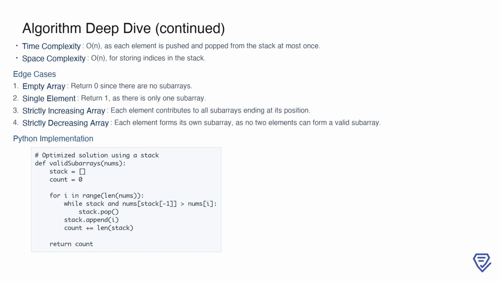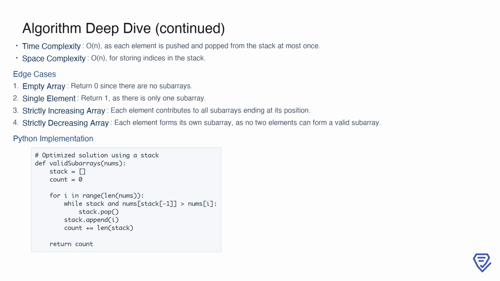If the input array is empty, we simply return 0, as there are no subarrays. For an array with one element, the result is 1, since there's only one subarray. For a strictly increasing array, each element contributes to all subarrays ending at its position, resulting in a sum of all consecutive integers. In contrast, for a strictly decreasing array, each element forms its own subarray, as no two elements can form a valid subarray.